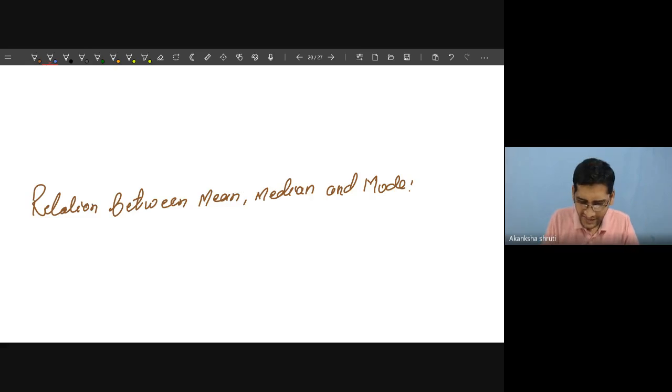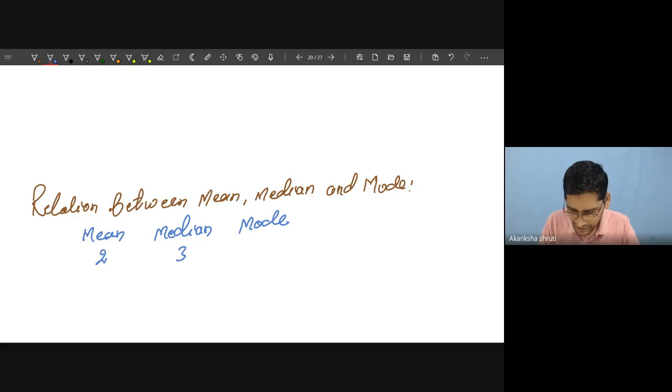Even before going to the relation, you must keep this in mind. Write this mean, median and mode. Understand like this. You must put the number 2 below this mean, 3 below this median and 1 below this mode. After this number, you have to get 1 from the other 2. What can that be obtained?